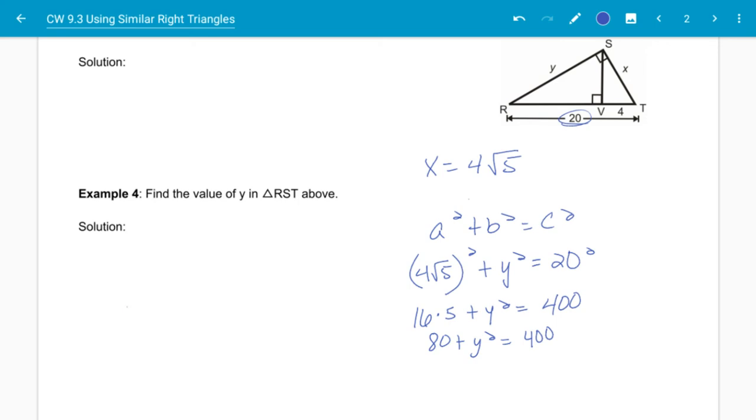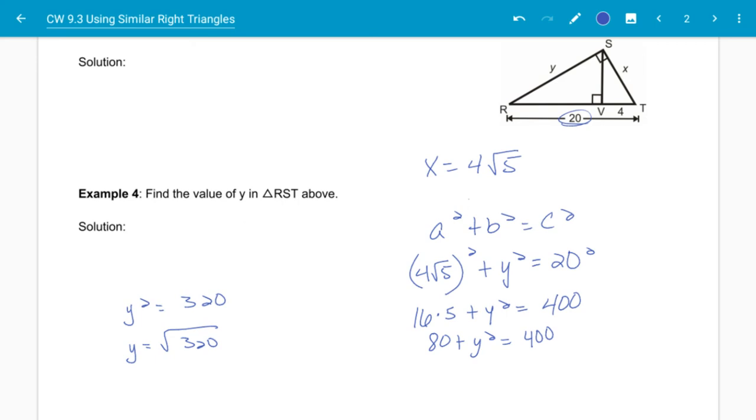I'm going to move over so I have a little more room. So y squared is equal to 320. So I take the square roots of both sides, and I get y is equal to the square root of 320. Remember, again, typically when we take a square root, it's plus or minus. However, when we're talking distance, we know it's just going to be positive.